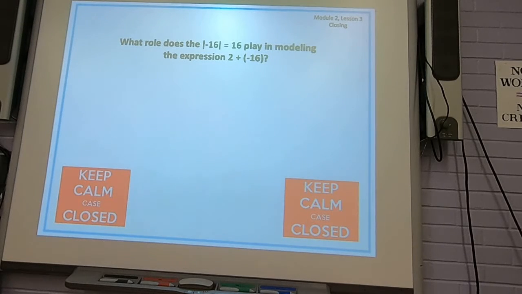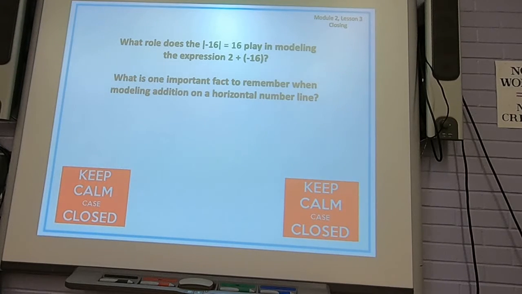Alright, what role does the absolute value bars, negative 16 equals 16, play in modeling the expression 2 plus negative 16? So they want to know what role that plays. What it does is tell you how far away that number is from the first number. So from 2, negative 16 is 16 places away from 2.